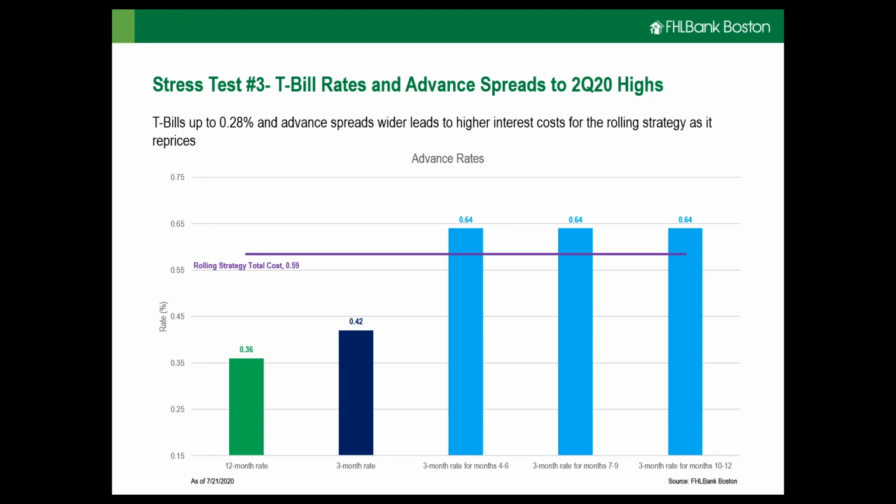So if we saw where 3-month advance rates might be in that scenario, we get a rate of 64 basis points. The rolling strategy would see its average cost go up sharply, all the way to 59 basis points over the 12-month period, which is 23 basis points more than the original locked-in 12-month funding at 36 basis points.